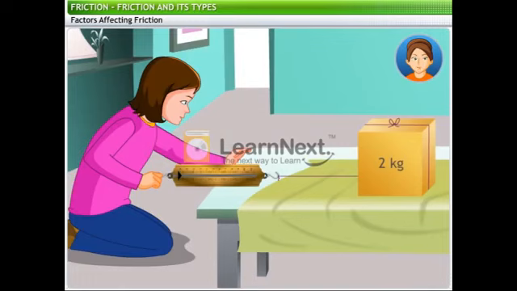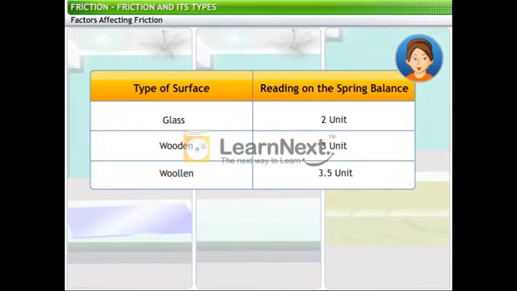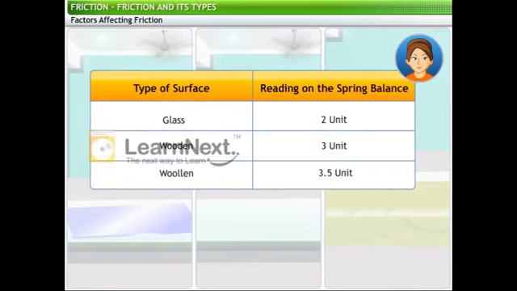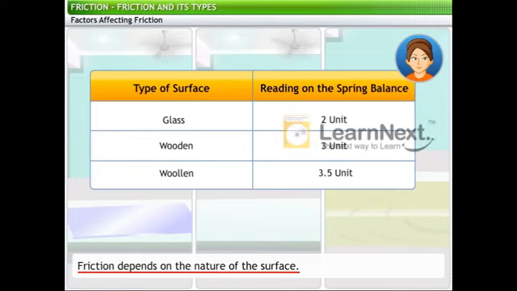Now, let's spread my stool on the table. What is the reading now? The spring balance reads 3.5 units. With the same object, the readings noted on the spring balance varied every time we changed the type of surface on which it was dragged. This proves that the type or the nature of the surface also affects friction.